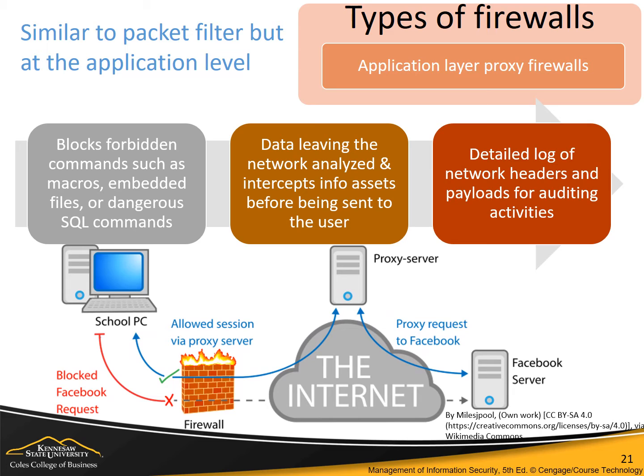Here's a simple example. Say your school or workplace does not want you to use Facebook, an application. You make a request to access Facebook. The firewall sees that your request is for a blocked application, noted in its rules, and blocks your request. This is a very simple application layer proxy firewall, but you get the point.